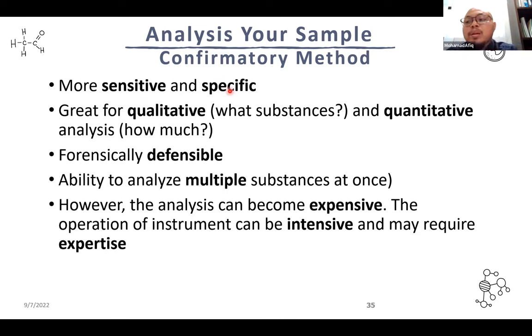For example, I give you an example of pesticides, paraquat and diquat. From the screening, both of them show the same color observation, but you cannot determine whether it is paraquat or diquat. But using the confirmatory method, you can determine what kind of poison. So it's great for qualitative analysis, what kind of substances, and quantitative analysis, how much is actually present. Forensically it's defensible, and usually it's utilized all over the world.